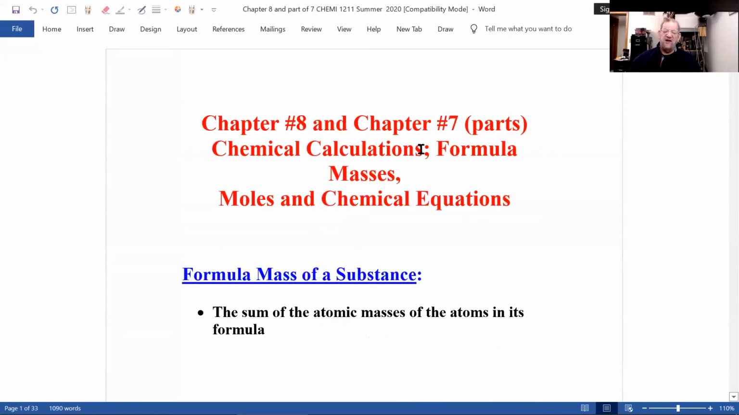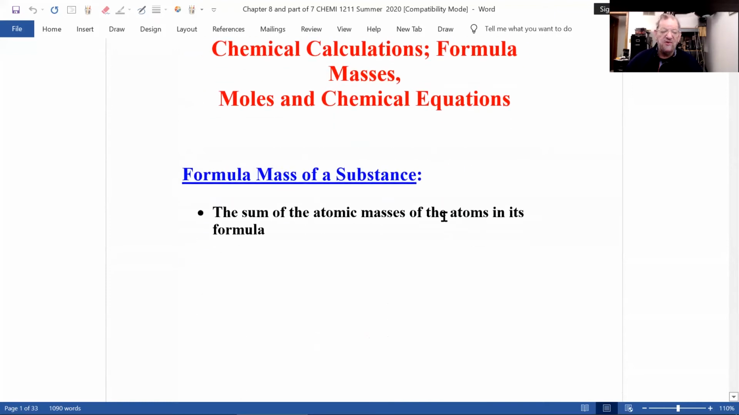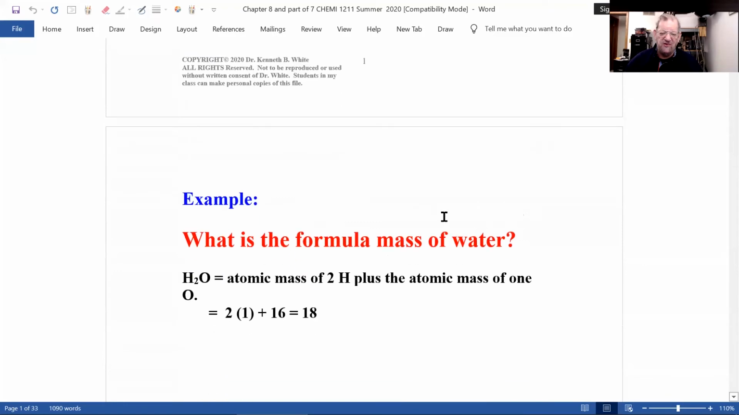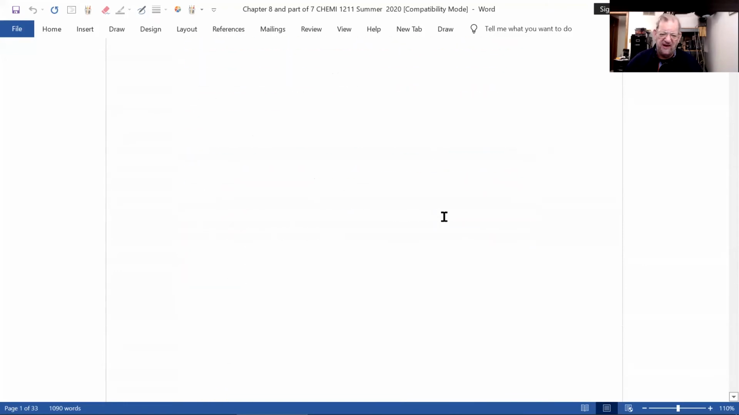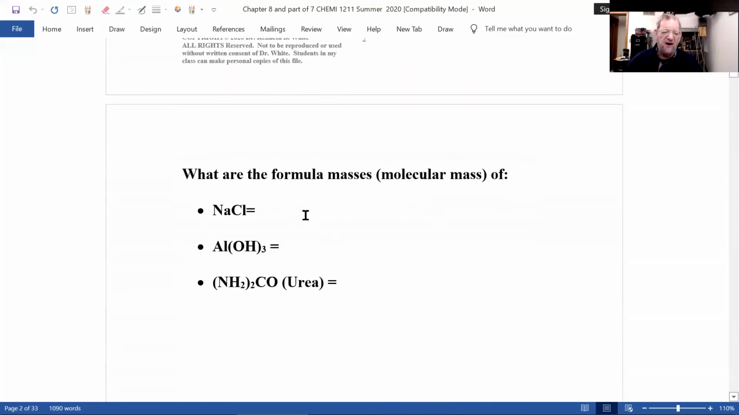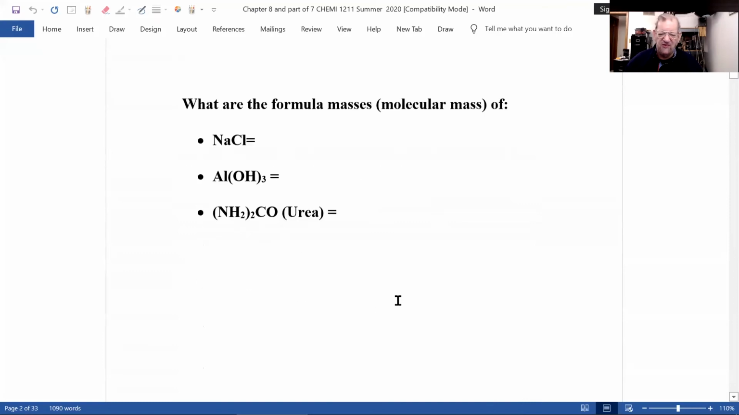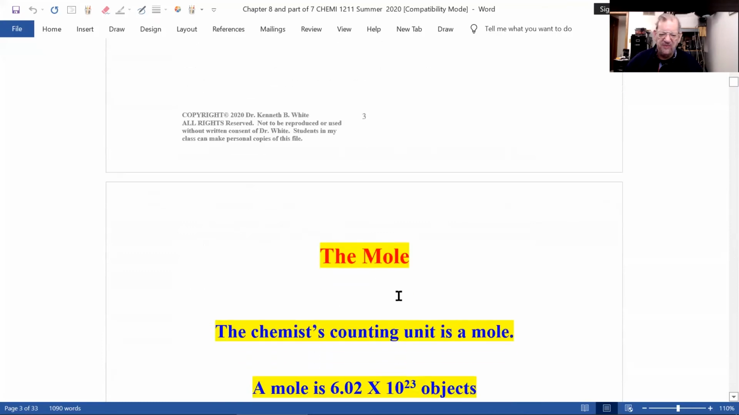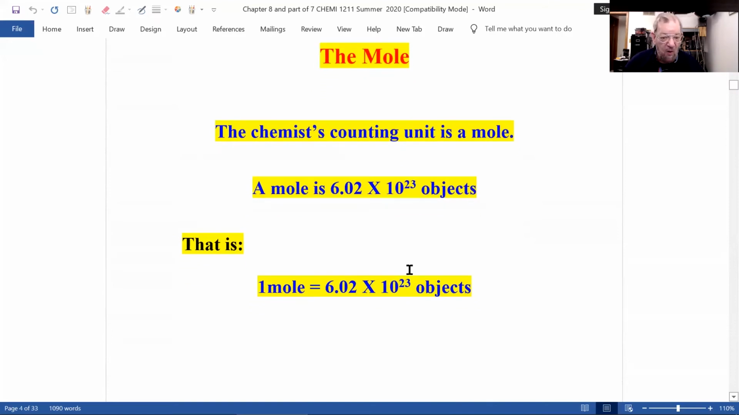And parts of chapter 7, chemical calculations, formula mass, which we've already done, moles, but most importantly, chemical equations. And we talked about the molecular weight, so I'm going to skip through this. We've done molecular weight of things like this. You should be able to do that. Talked about the mole, which is Avogadro's number. 1 mole equals 6.02 times 10 to the 23rd.